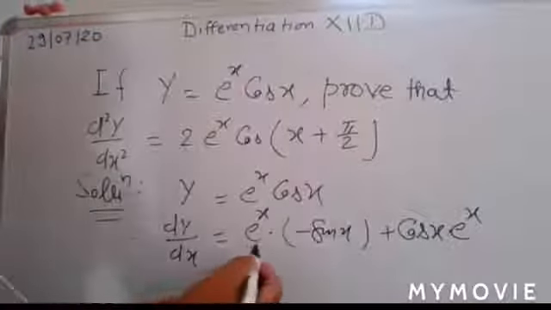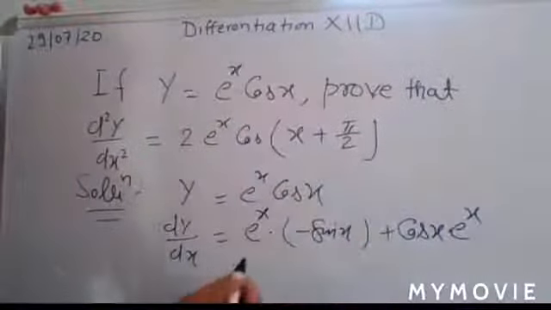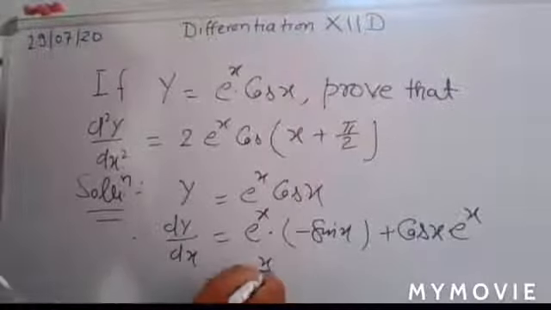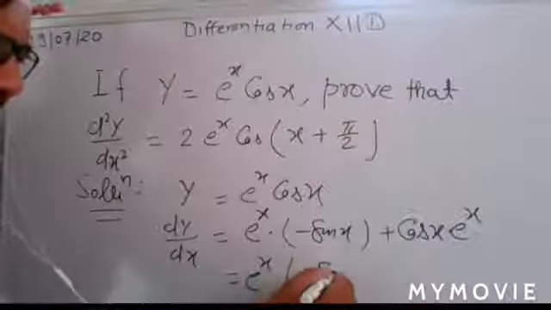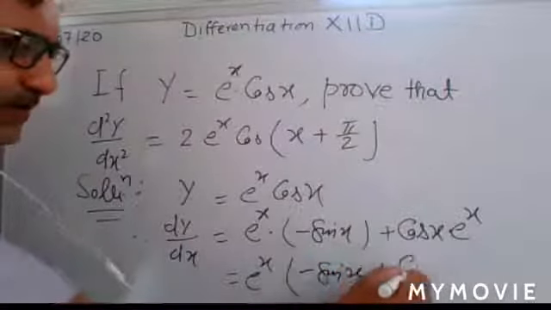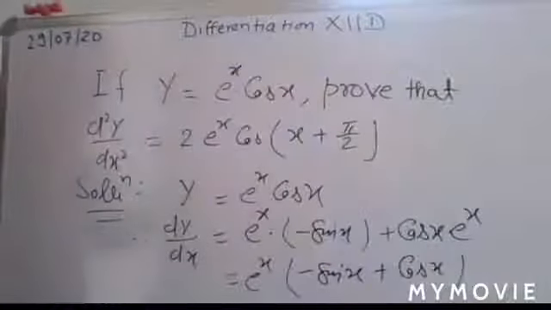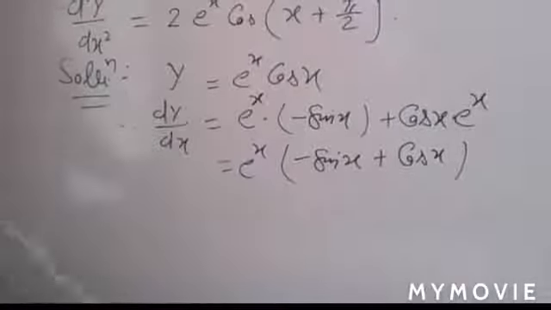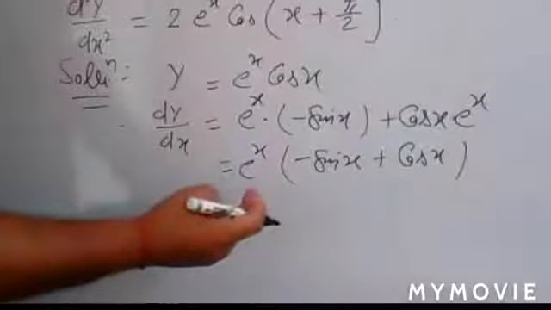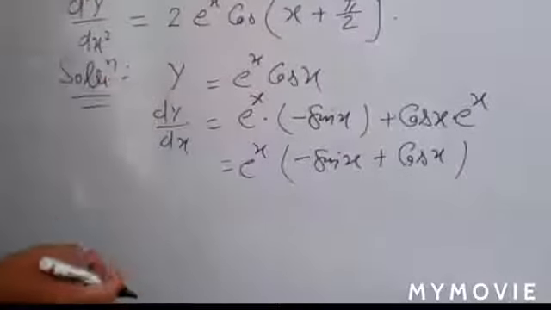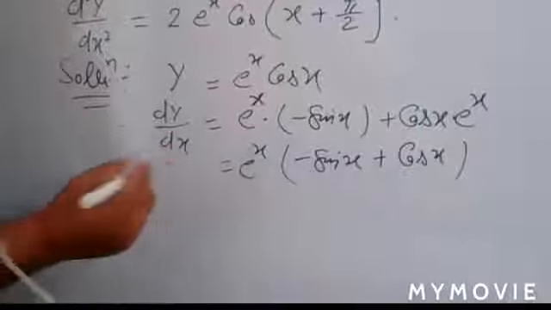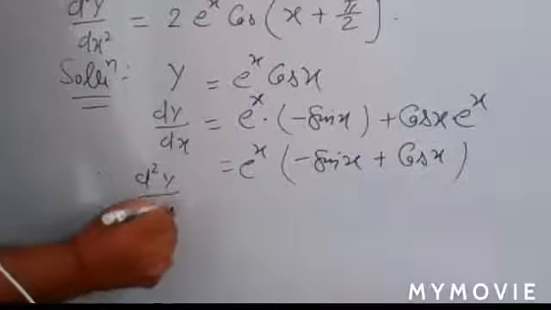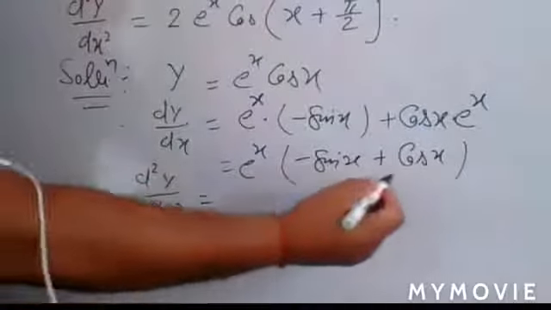Now you see that e to the power x is common between these two terms, so you take it out. So e to the power x into minus sin x plus cos of x. You write it in this way. That gives the value of dy by dx, and you have to find the value of its second derivative. So you differentiate it again. You write d2y by dx2 is equal to, and here you apply the product rule again.